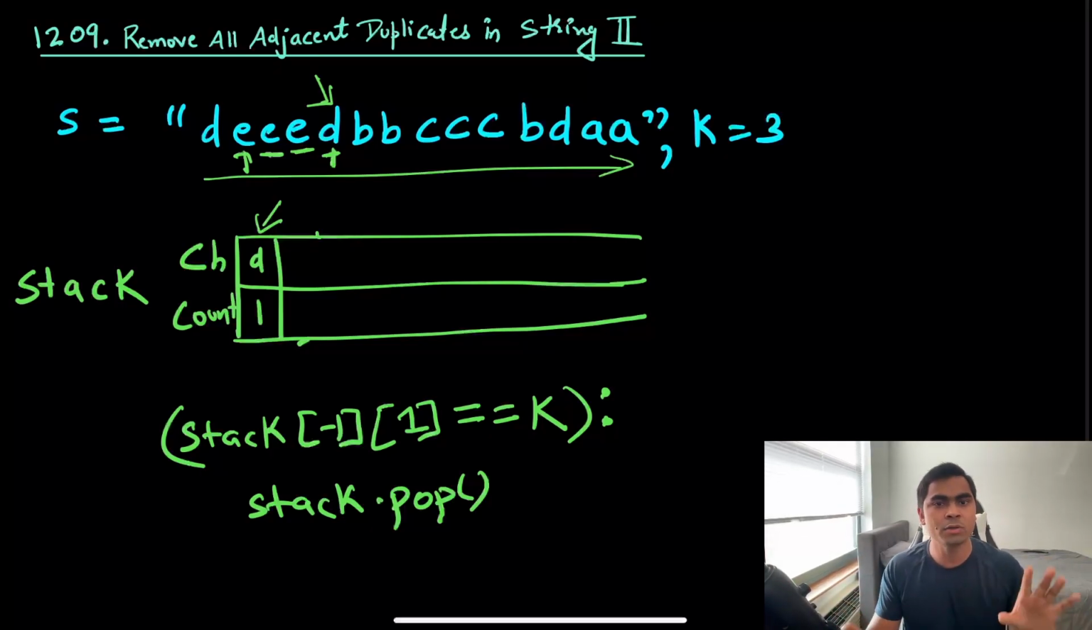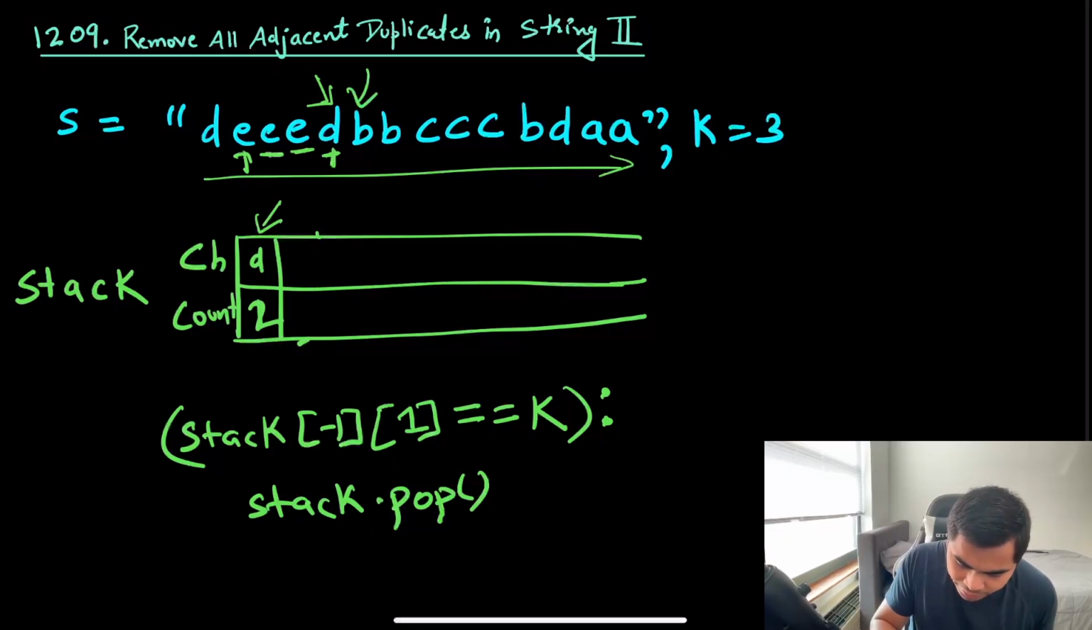I only care about the top of my stack because that's where we will see the same string. That's where I need to take an action, otherwise I can keep traversing my string. So I see D, so I will increment its count. Then I see B is not on the top of my stack, so I will add B and then 1.